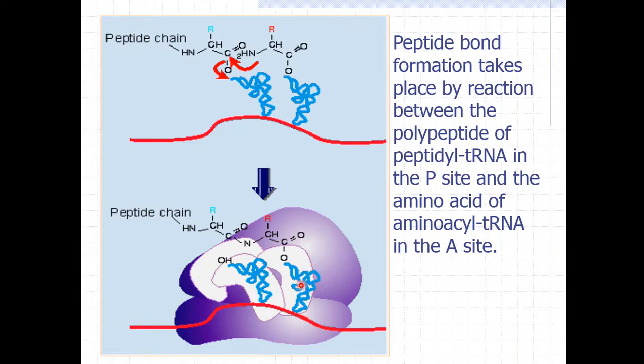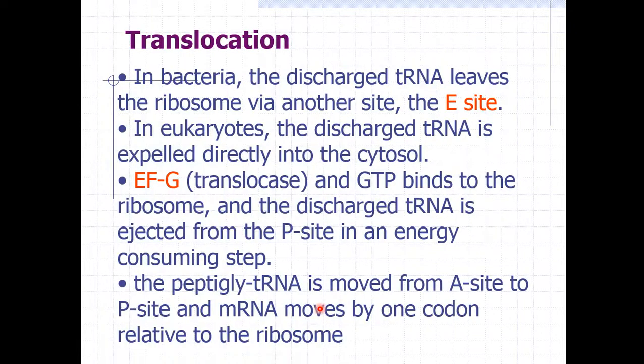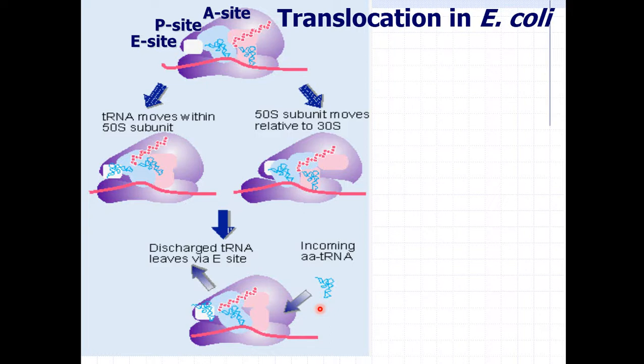This tRNA is now uncharged because it does not have any amino acid or peptide on it. Now the ribosome moves one codon ahead with the help of EF-G-GTP. The uncharged tRNA leaves the complex. Now the peptidyl tRNA will be in the P site and the A site is empty for joining the next aminoacyl tRNA. This is the E site, this is the P site, and this is the A site.